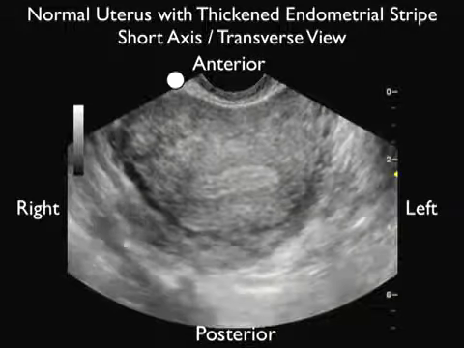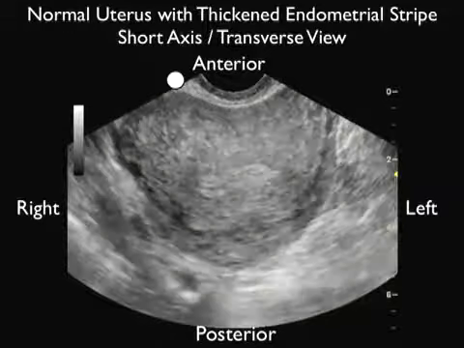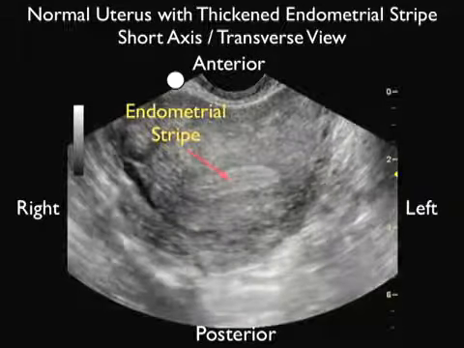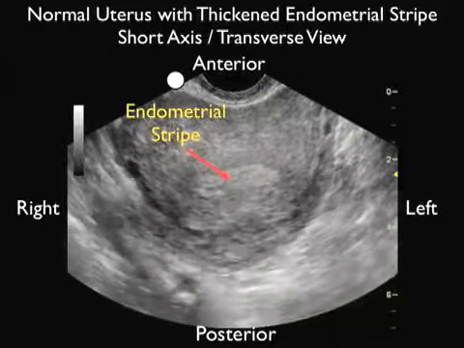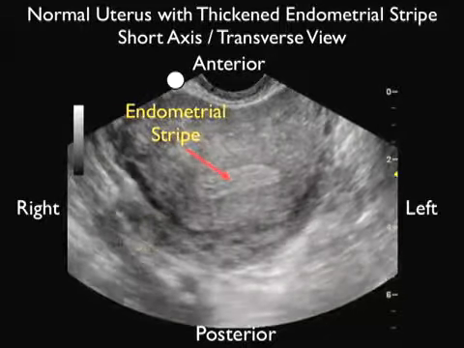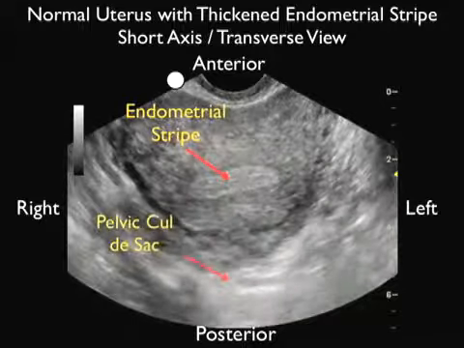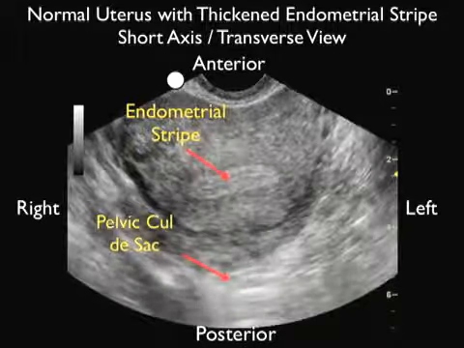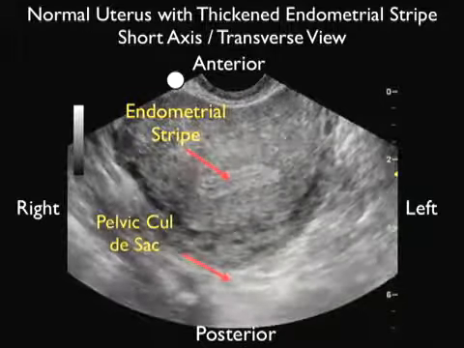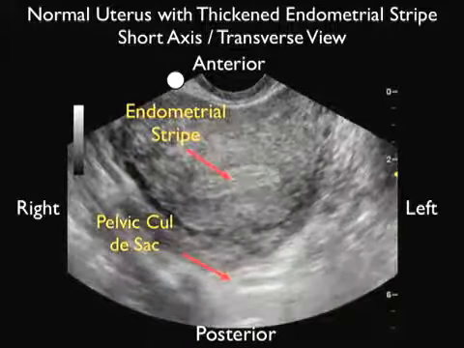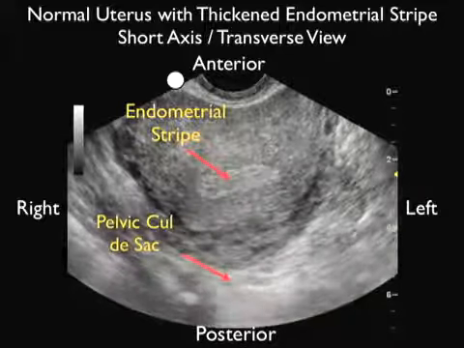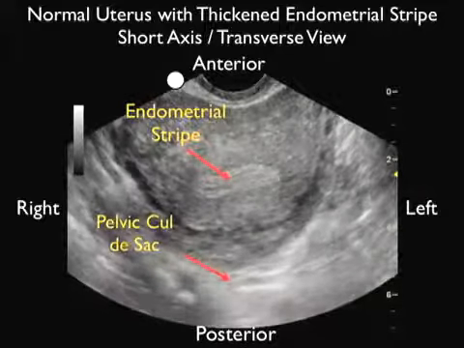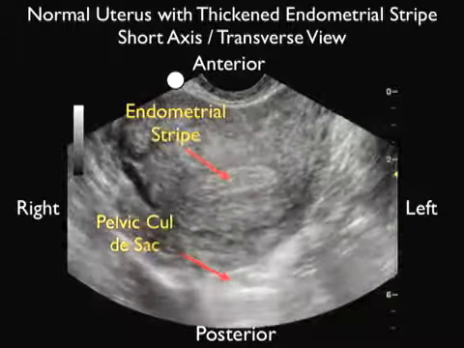What we see here is that we have the probe marker over towards the patient's right, so right will be to the left of the screen and left will be to the right, anterior towards the top of the screen and posterior all the way down towards the bottom. We can see the uterus cut in cross section with the endometrial stripe in the midline of the uterus. We see the potential space, the pelvic cul-de-sac, just posterior to the uterus there. Notice here, we failed to appreciate any anechoic or dark fluid collections within the pelvic cul-de-sac.